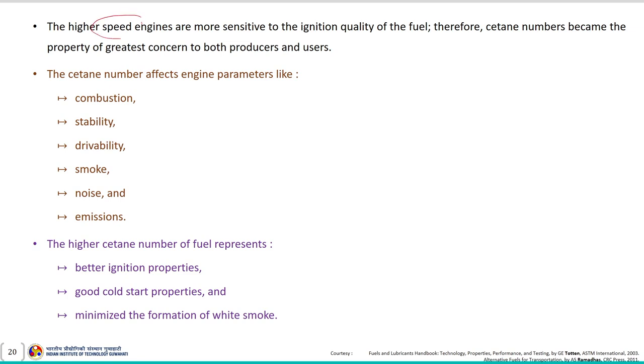The high speed engines are more sensitive to the ignition quality of the fuel, and therefore the cetane number became the property of greatest concern to both the user as well as the producers. And the cetane number affects the engine parameters such as combustion, stability, drivability, smoke, noise and the emission. The higher cetane number of the fuel represents the better ignition properties, good cold flow properties, and also helps to minimize the formation of the white smoke. So these are the advantages of having the higher cetane number of the liquid fuel.